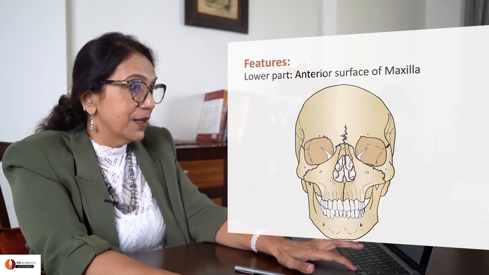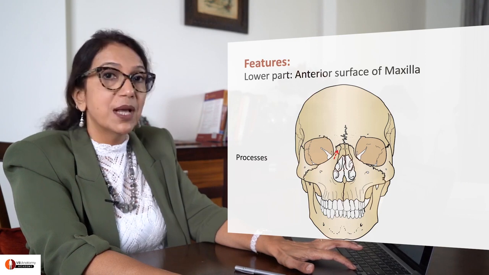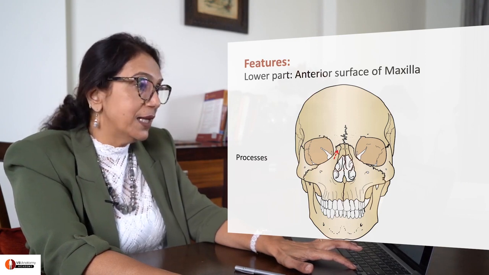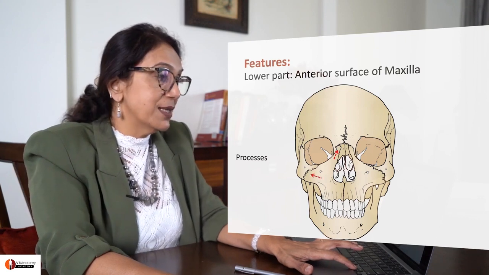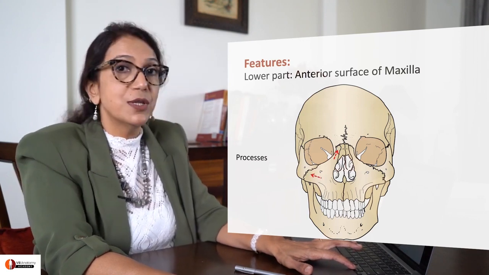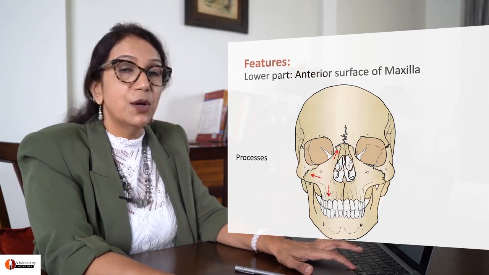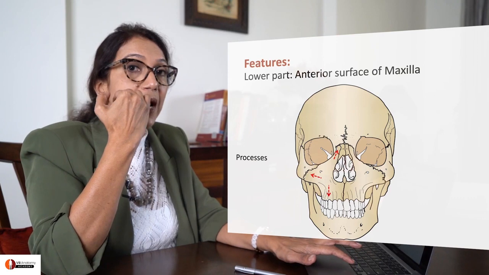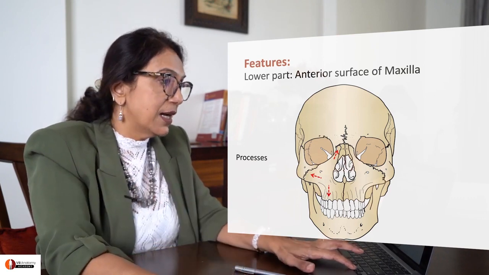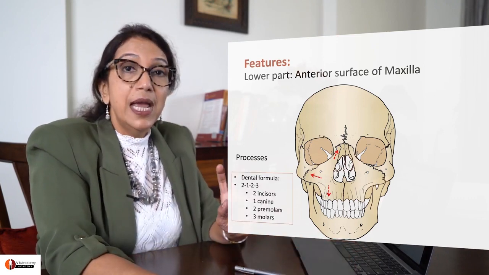So one process goes up towards the face, towards the frontal bone, called the frontal process of maxilla. One goes towards the zygomatic bone, the zygomatic process of maxilla. One goes down to form the upper alveolar margin. This gives attachment to 8 teeth.